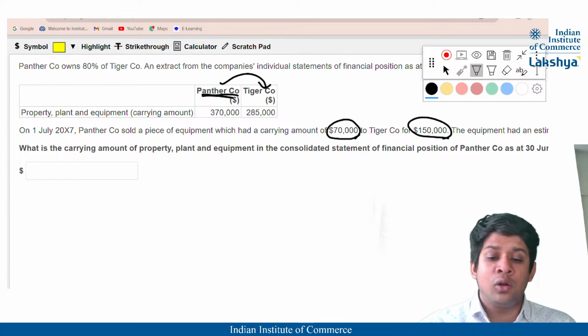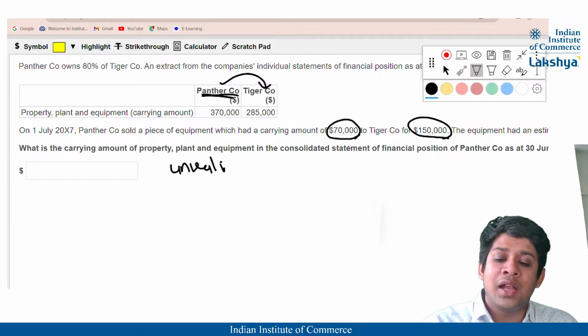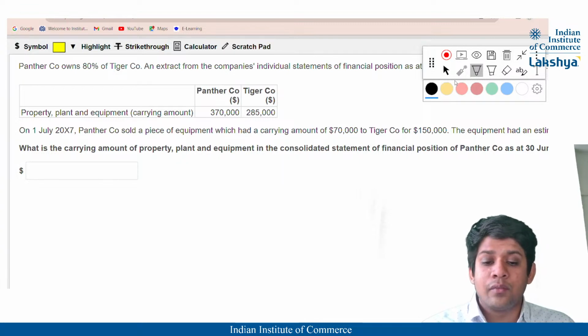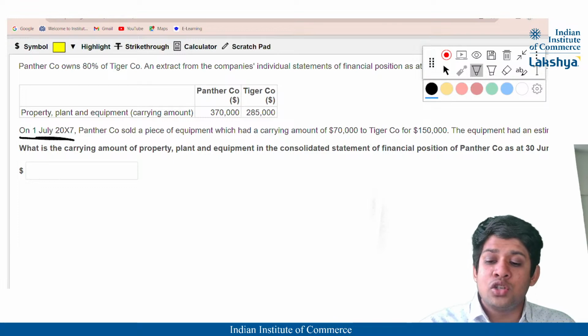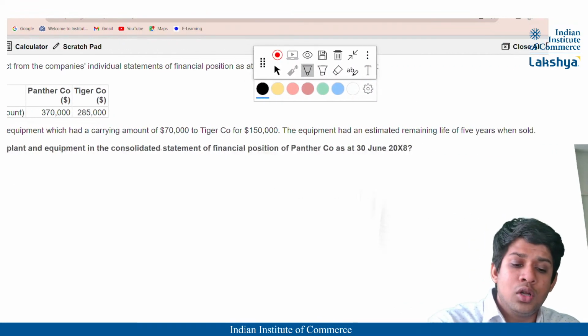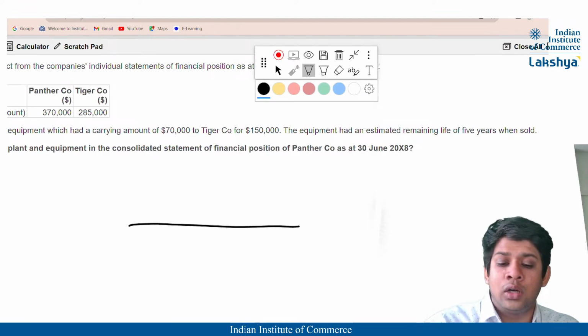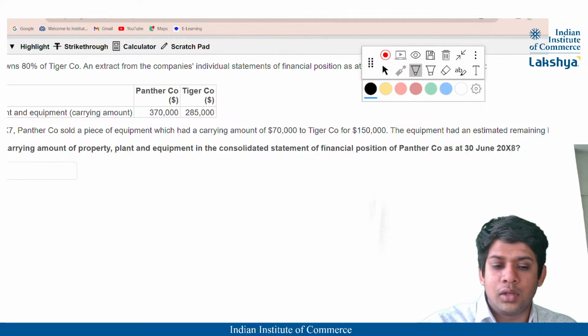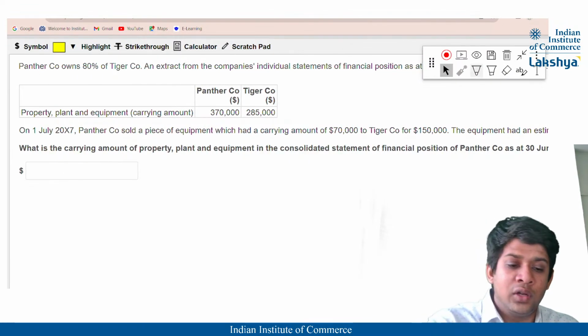So, firstly, this is an intra-group trading, and this is an unrealized profit which is earned by the Panther Company through intra-group trading, right? By selling a non-current asset to the subsidiary company. So any unrealized profit related to it shall be eliminated. Now, they sold it when? On 1st July, and you have to prepare for 30th June. So whatever is the calculation, that will be for the full year only.